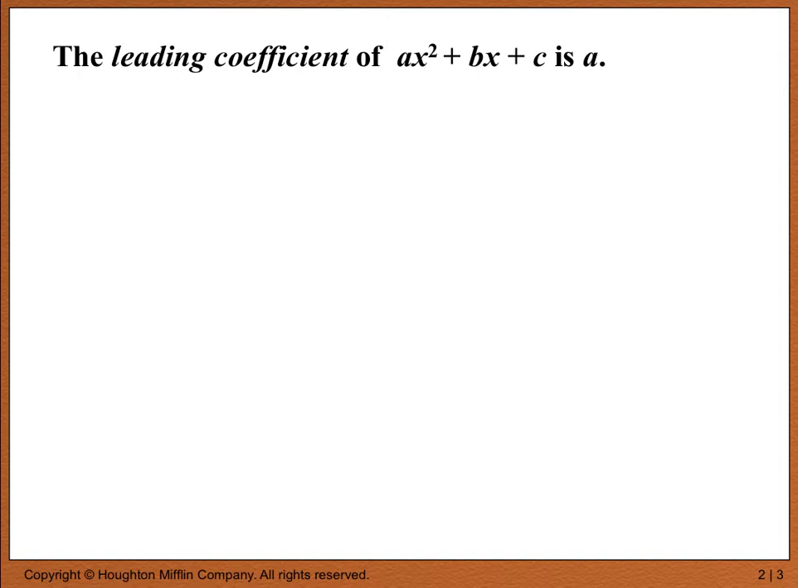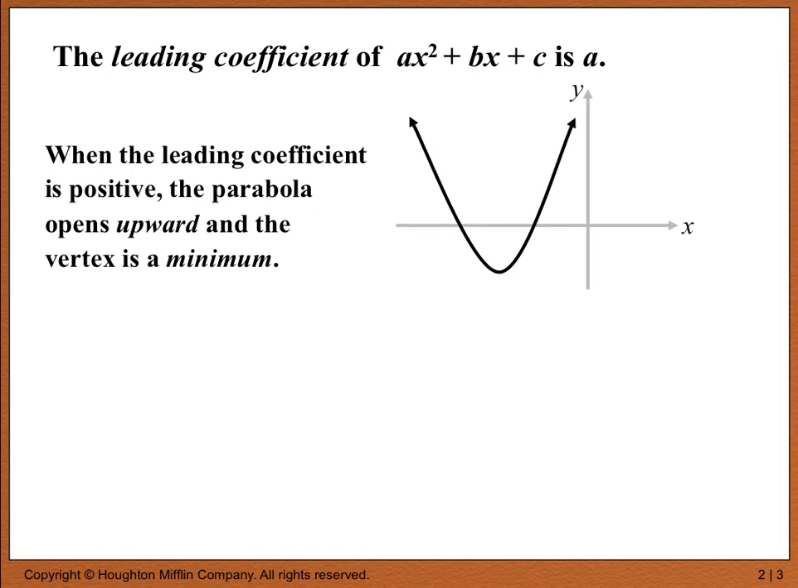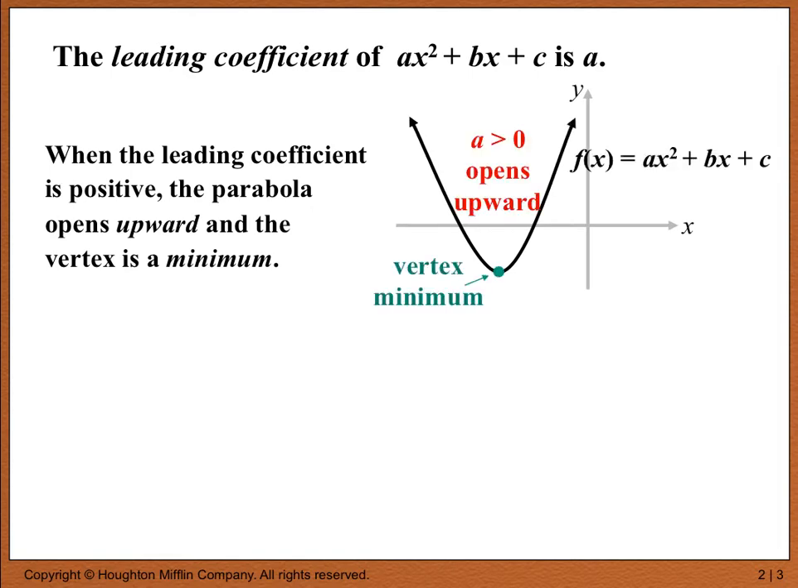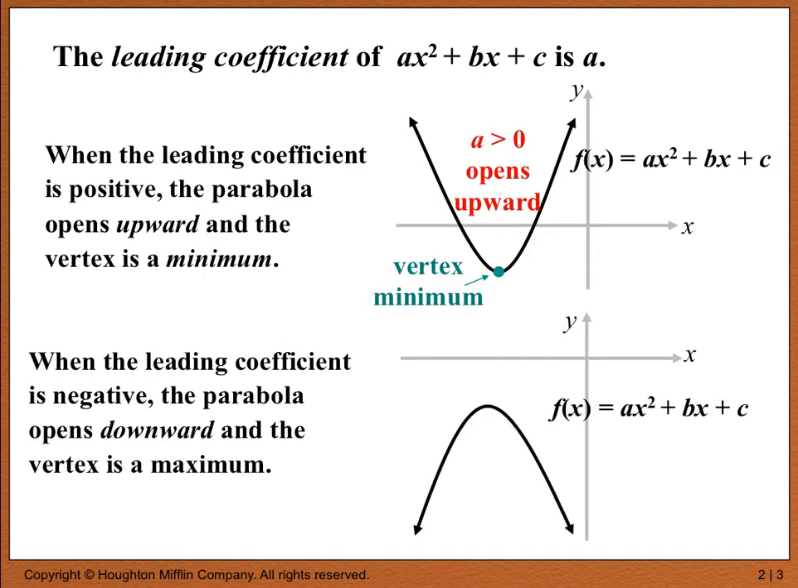For example, if I had the polynomial 4x cubed minus 5x plus 2, just a random polynomial, right? The leading coefficient would be 4. Alright, so the leading coefficient of ax squared plus bx plus c is a. When the leading coefficient is positive, the parabola opens upward, and the vertex is a minimum. So when you look at the sign of a, the sign of your leading coefficient tells you whether it's opening upward or downward. So when the leading coefficient is negative, the parabola opens downward, and the vertex is a maximum.